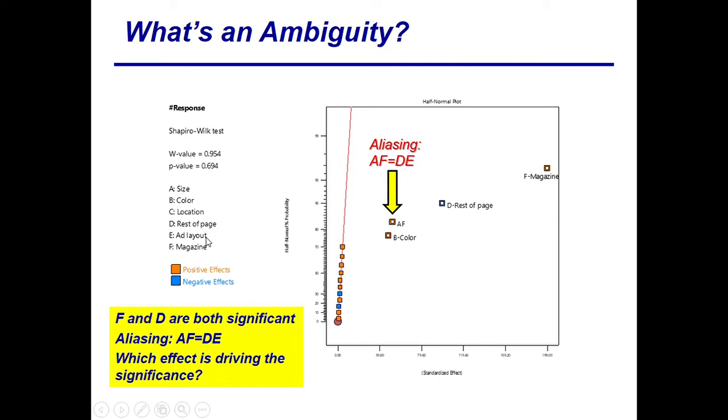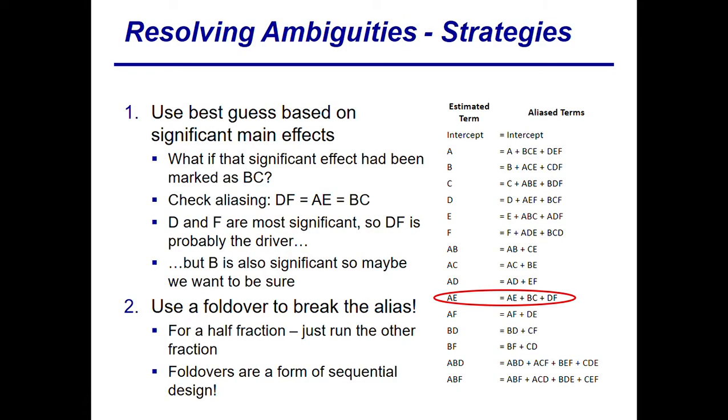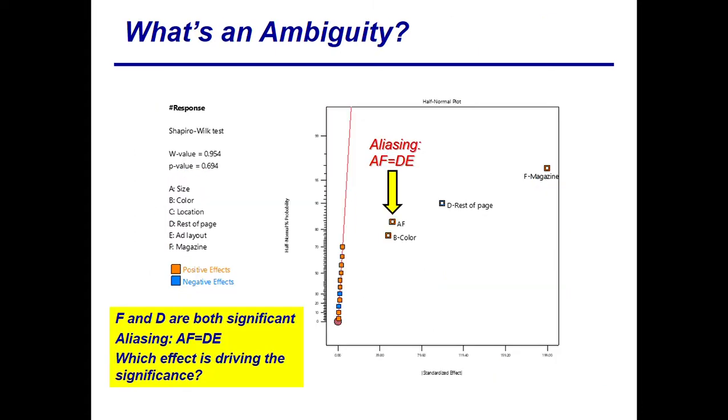So how do we know which one it is? Well, there are a couple ways we can investigate that ambiguity. So the first thing is just using the main effect. So if we look back at it and we say, well, okay, F is by far the most significant, and then D. So probably it's going to be AF.